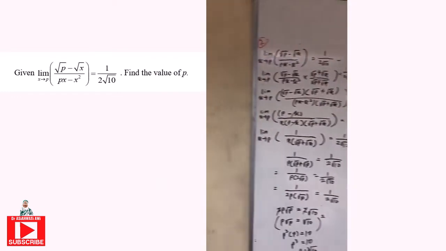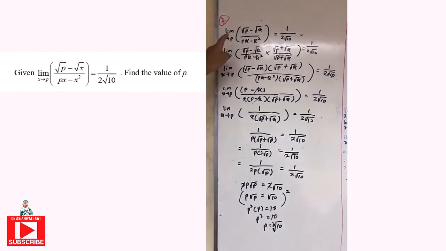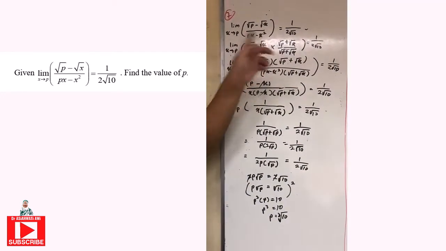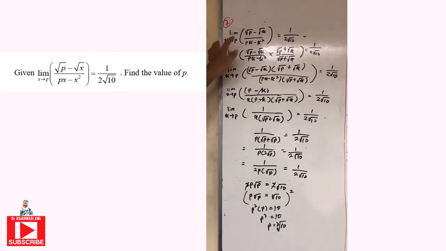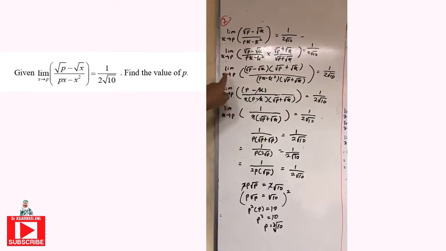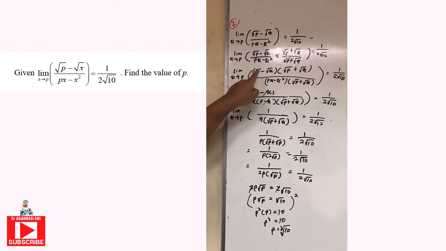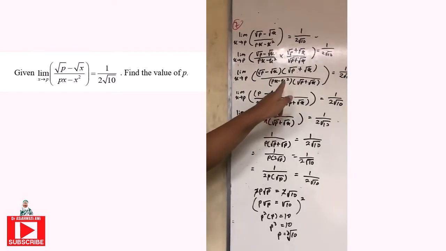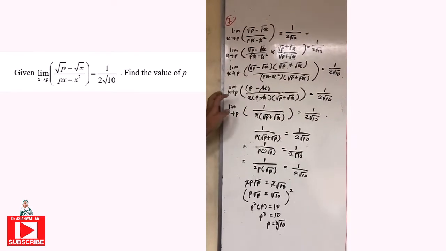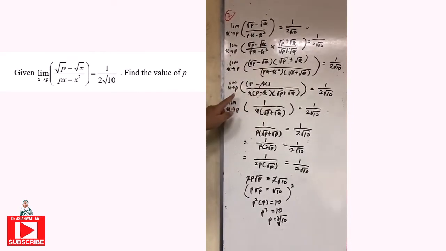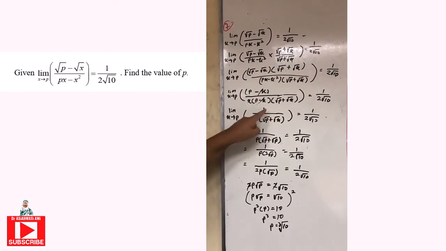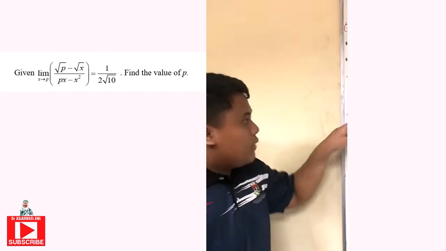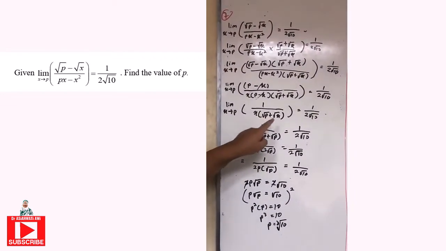Next, the question asks for the limit as x goes to p of the square root of p minus the square root of x, over px minus x squared, equal to 1/2 square root of p cubed. So as we know, this has square roots, so we conjugate first. We will get the limit as x goes to p of the square root of p minus the square root of x, times the square root of p plus the square root of x, over px minus x squared, times the square root of p plus the square root of x. So as we all know, after we multiply all this, we will get p minus x over x times p minus x, times the square root of p plus the square root of x. So this is the same, so we can cancel out. We get 1 over x times the square root of p plus the square root of x.